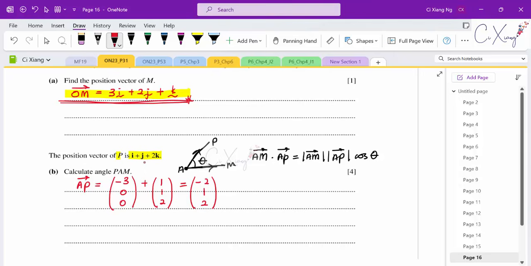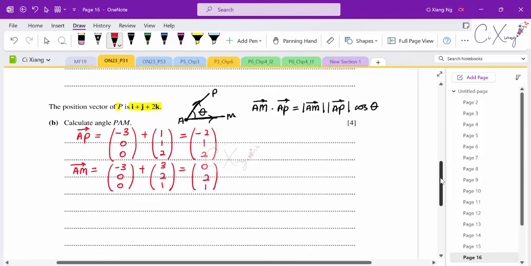Then next I want to get the vector AM. Again, AM means AO plus OM. AO is -3, 0, 0. OM is the position vector of M, which you already got just now, which is 3, 2, and 1. If you simplify this, then basically you have 0, 2, 1.